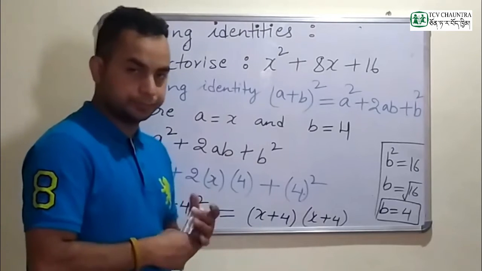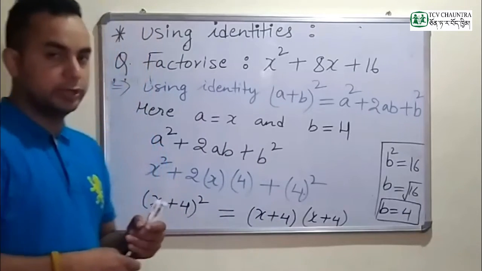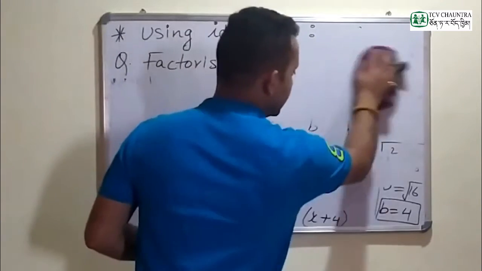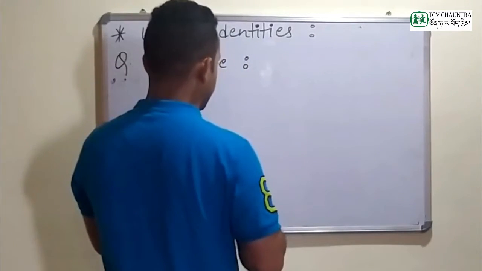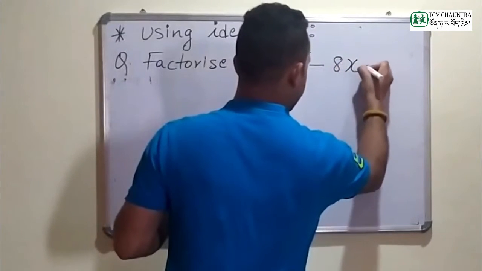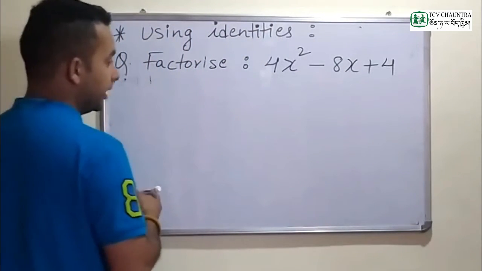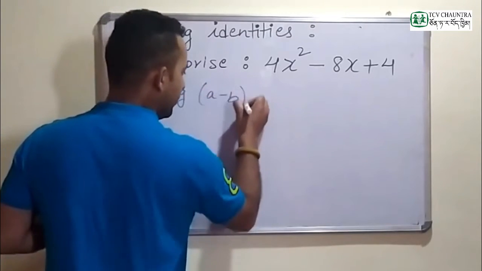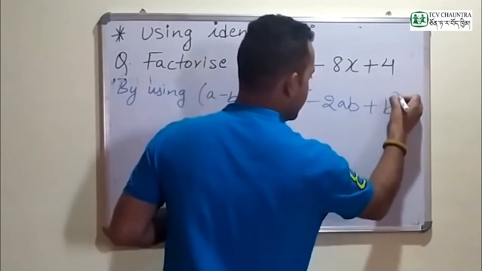Now again we will use one more identity, and after that you will do some exercise questions from your textbook for revision or practice. Okay class, now we will take one more example. If I take an example like 4x squared minus 8x plus 4, now this is in the form of the second identity. So by using (a minus b) whole square, that is a square minus 2ab plus b square.